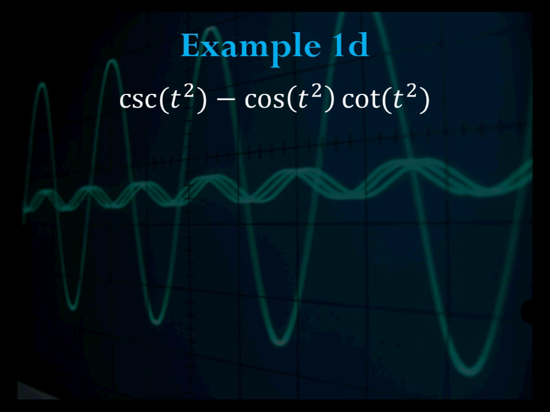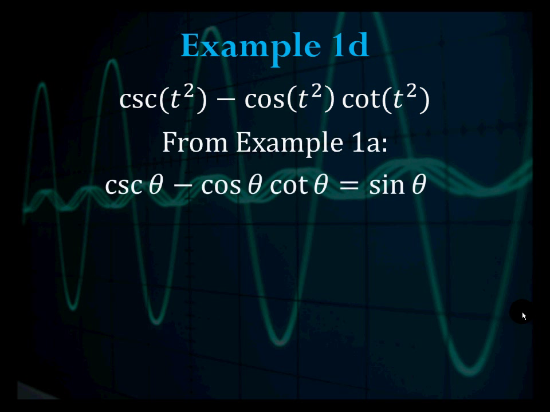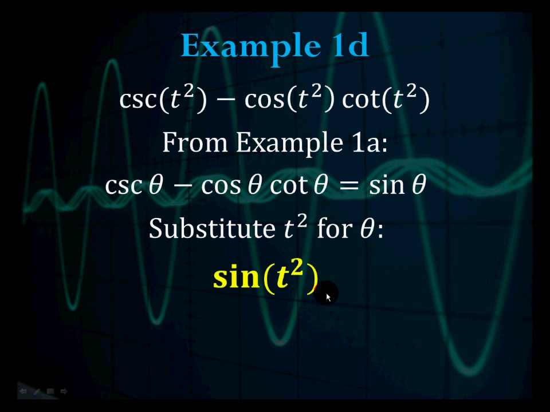1d, cosecant t squared minus cosine t squared cotangent t squared. I will save you the effort and just say, hey, look at number 1a, and see if you can change it. And if you do, you will see that cosecant theta minus cosine theta cotangent theta is sine theta. Now all you have to do is plug in t squared, because when we were doing these identities, these are going to be true no matter what angle you put in unless it's undefined. So when you do these proofs, you don't have to say unless theta is undefined or unless t squared causes cosecant to be undefined. It's understood.